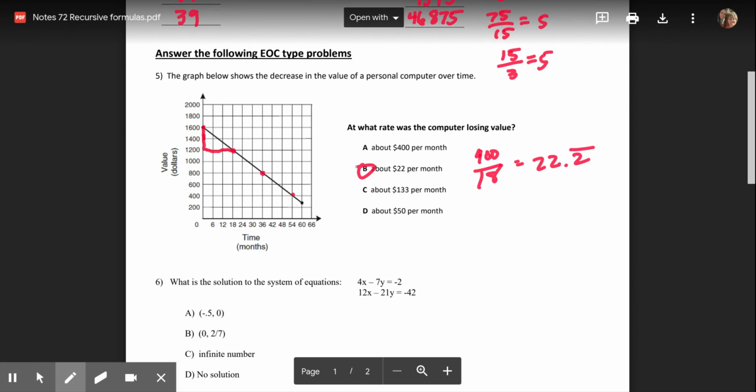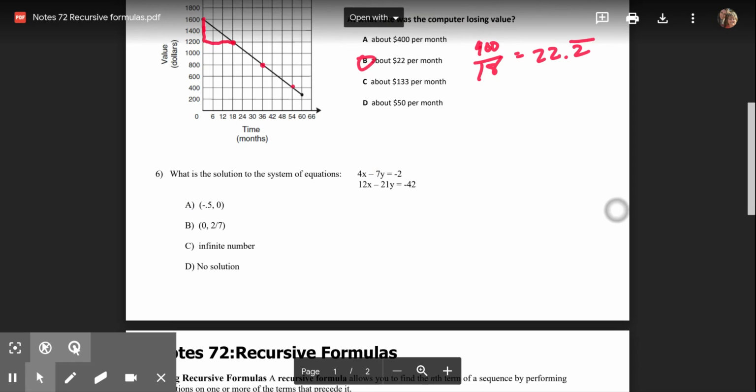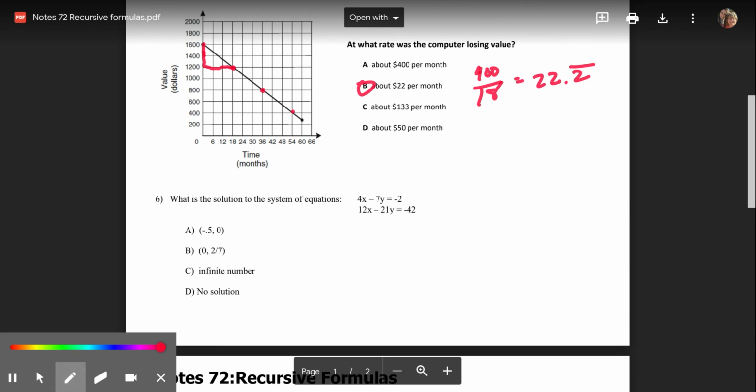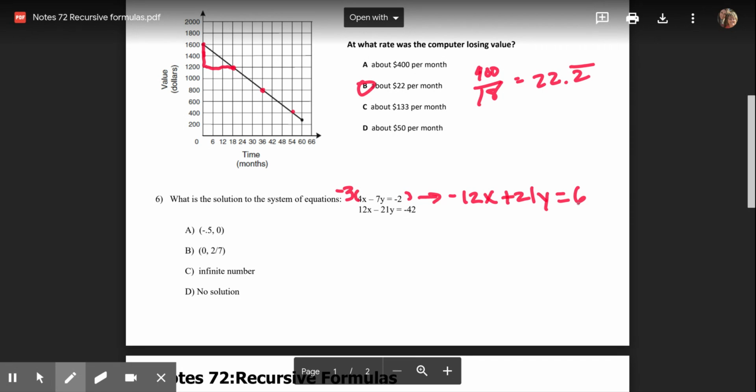Number 6, what is the solution of the system of equations? I think I'm just going to eliminate the y's. Then I guess I could eliminate the x's. It doesn't matter either way, because I see what's going to happen. If I multiply this by negative 3, using the elimination method, that's going to give me negative 12x plus 21y equals 6. And then this one stays the same. So it's 12x minus 21y equals negative 42.